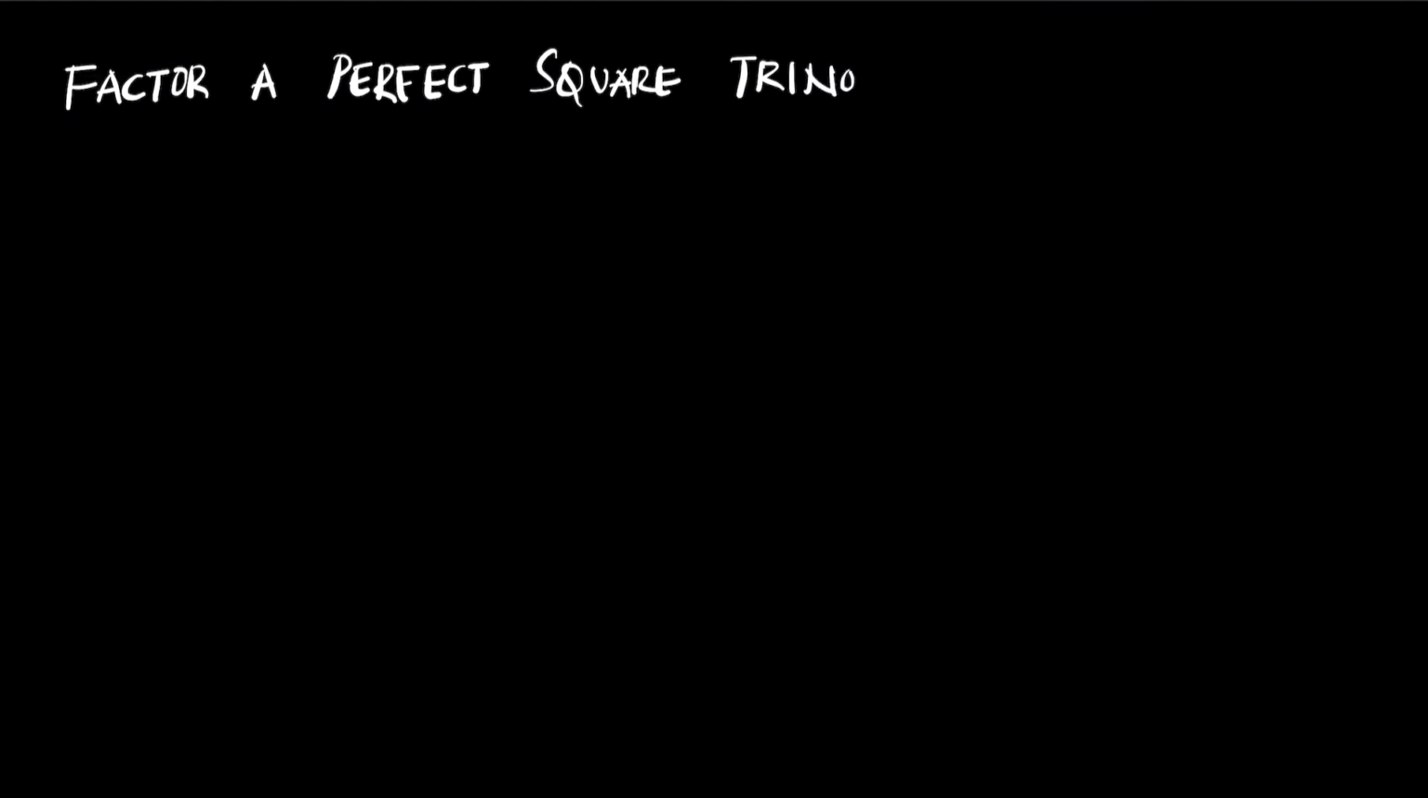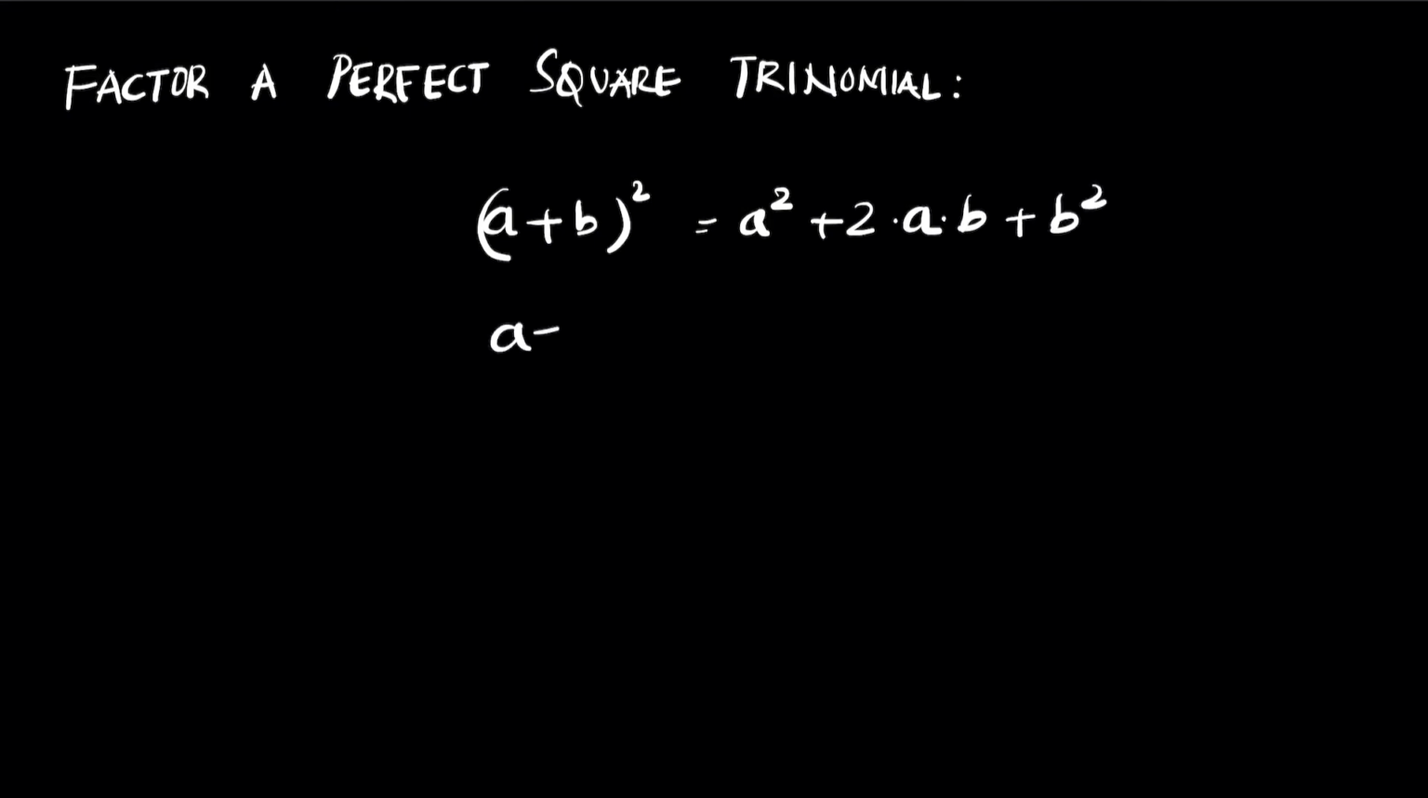Next, let's factor a perfect square. Perfect squares are generally valid for trinomials. So we are going to do a perfect square trinomial. Remember the two formulas: a plus b whole square is a square plus 2 times a times b plus b square. A minus b whole square is a square minus 2 times a times b plus b square.